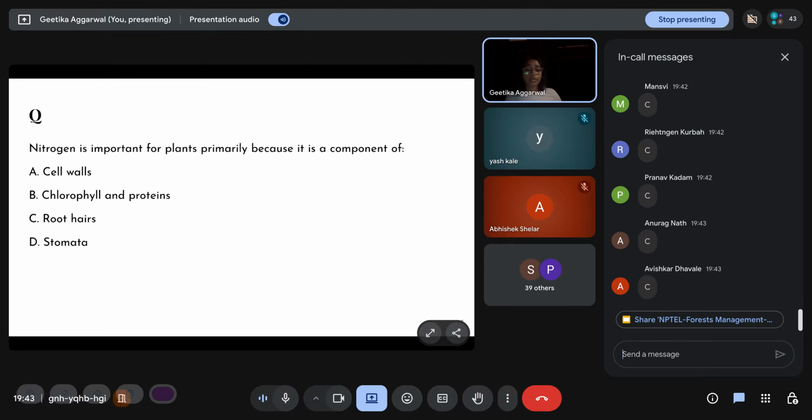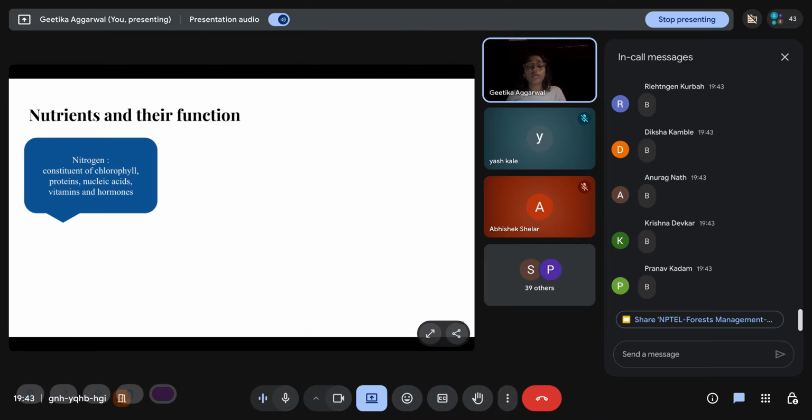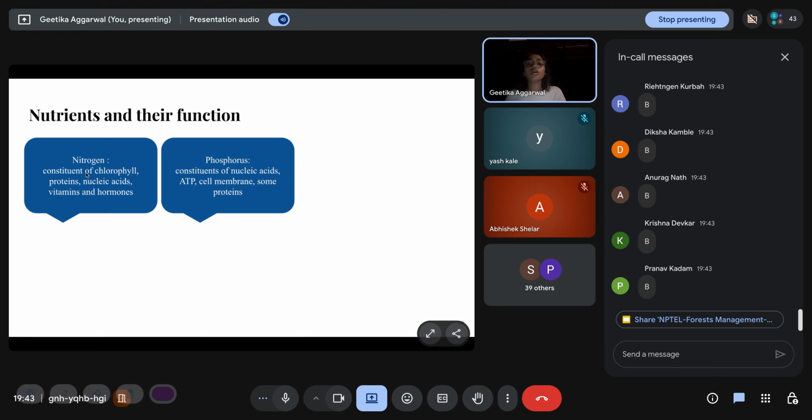Is it because it's a component of cell wall, or because it's a component of chlorophyll and proteins, or because it's present in root hair, or because it's important for stomata? Yeah, so the correct answer is because nitrogen is a primary component of chlorophyll and proteins. And now I'll give you a little bit about the nutrients and their function. Nitrogen, as we discussed, is a constituent of chlorophyll, proteins, nucleic acids, vitamins, and hormones.